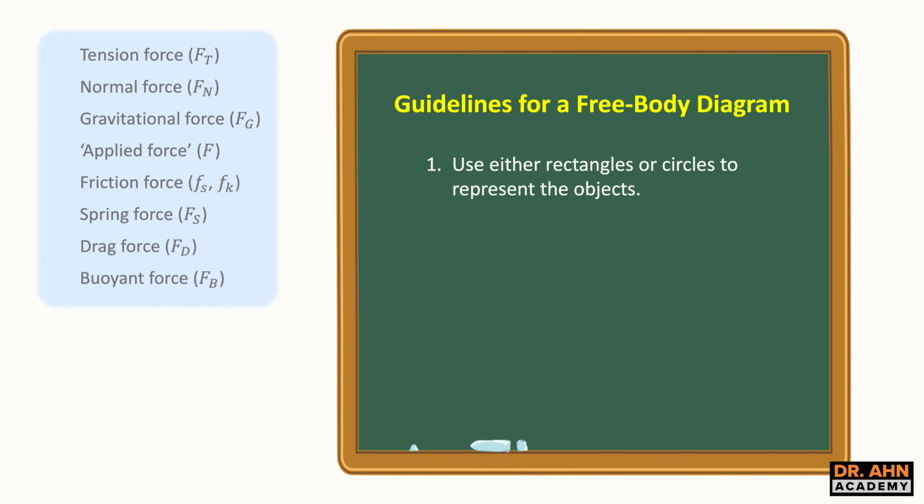When you draw a simple diagram representing the problem, use either rectangles or circles to represent the objects. And draw a dot in the middle of each object of interest. And this dot means that even if we draw the object with a sizable box or a circle, we're treating it as a point particle that has no dimensions.